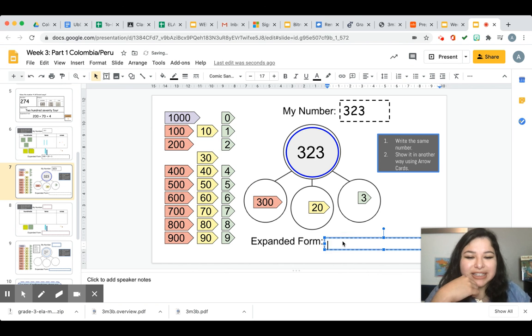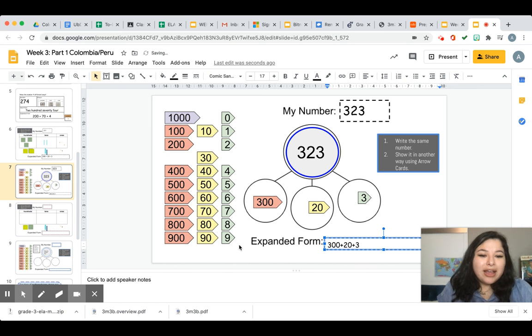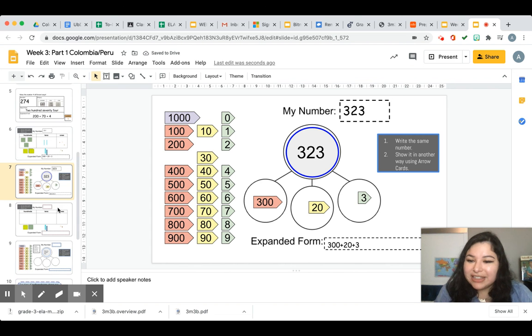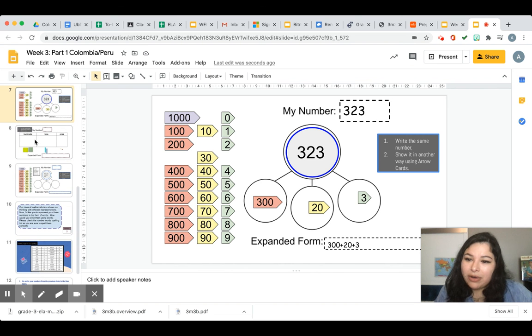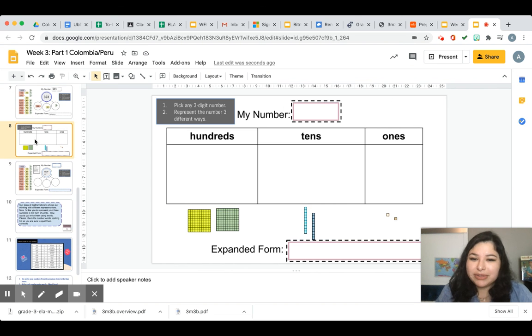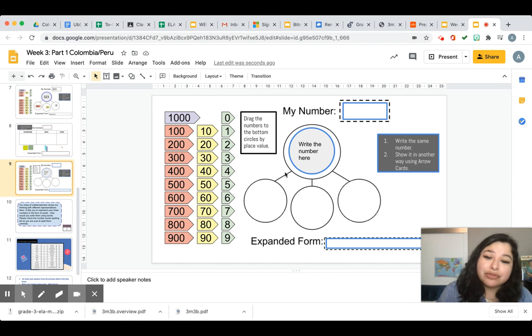Perfect. And lastly, we will write it in expanded form one more time. So we have 300 plus 20 plus 3. Awesome. Well, that is it for the examples. You are going to do this 2 times. So you'll move on to the next slide, which is slide 8, and you'll do it one more time with a different number. And then you'll drag the next number here again and write it in expanded form one more time.